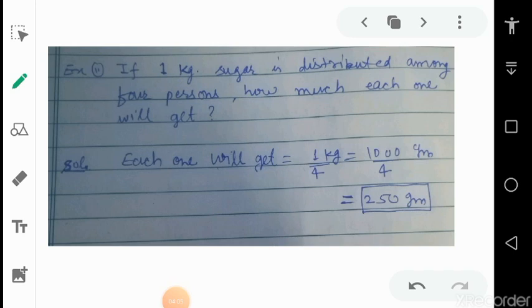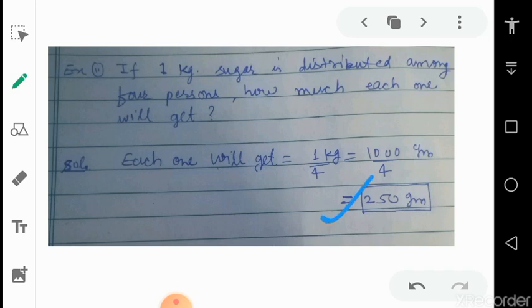Let's start with the questions one by one. As in the last video, you studied how to convert one unit into another. Now these questions are based on the same concept. Suppose we have a bag that stores 1 kg sugar. It is distributed among 4 persons. How much will each one get? We are distributing into 4 persons, which means we are dividing by 4. So 1 kg is converted to 1000 gram, divided by 4, we get 250 gram.